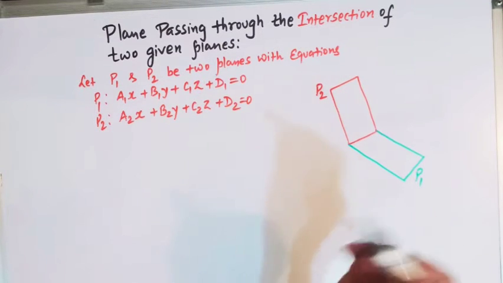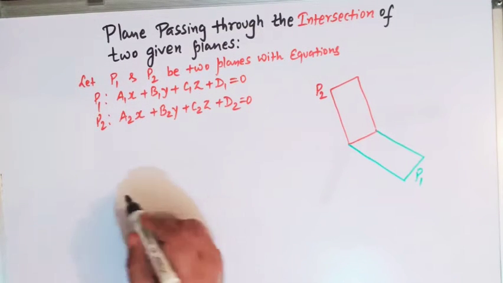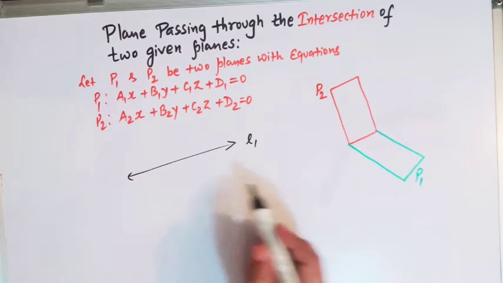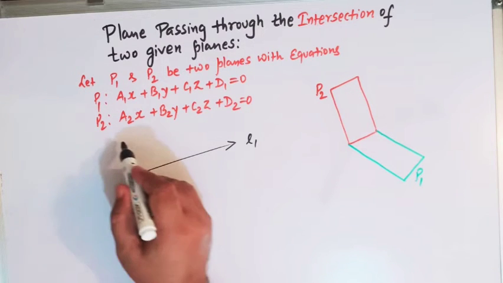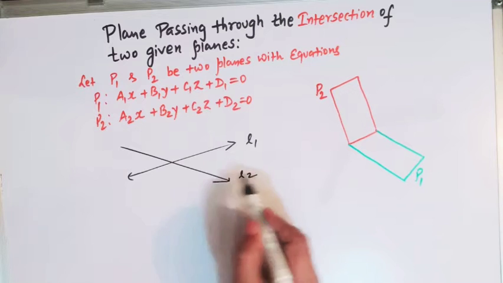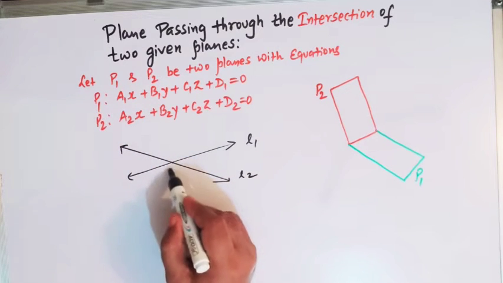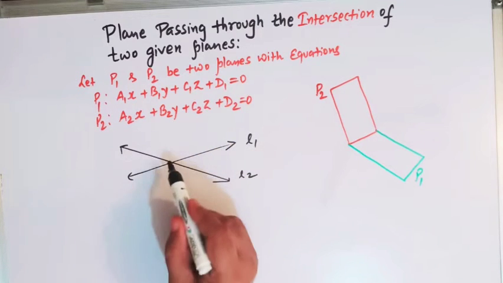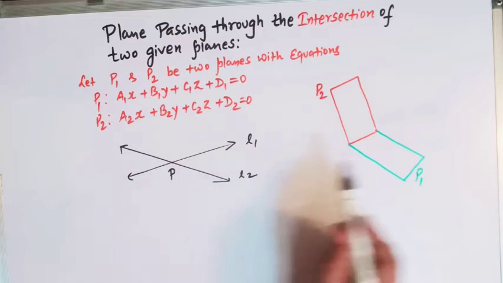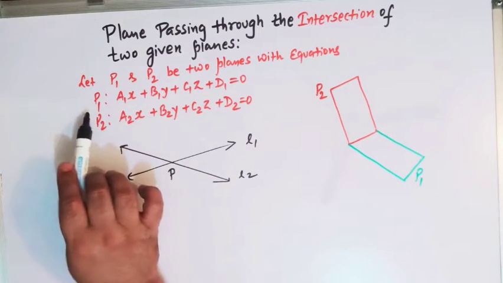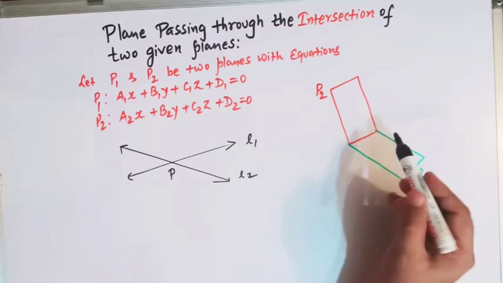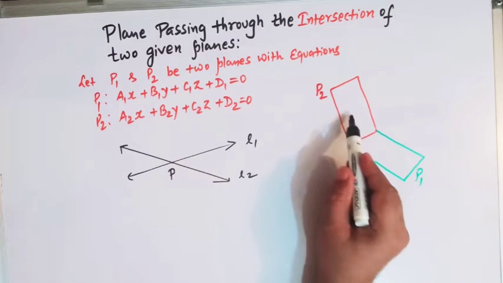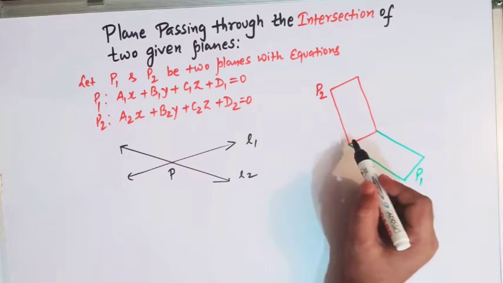Now in geometry we know that suppose we have a line L1 and another line L2, and if these two lines intersect, then they intersect at a point, right? So L1 and L2 are two lines, then they intersect at a given point. In the same way, if we have two planes P1 and P2, this is the line of intersection of these two planes.